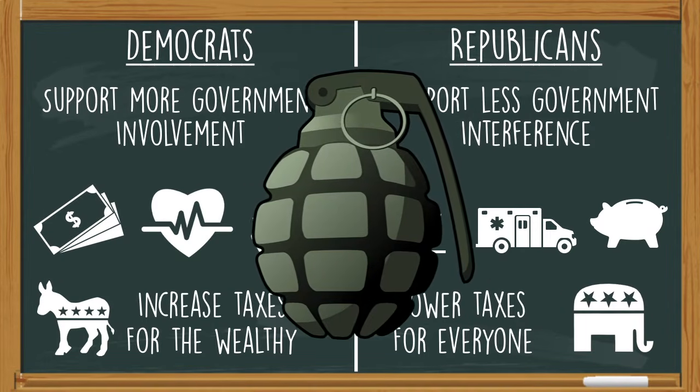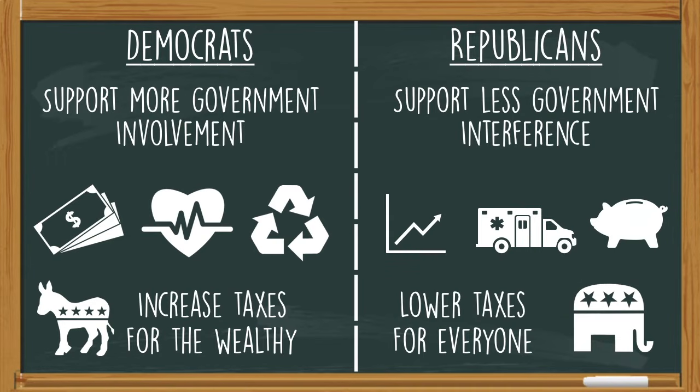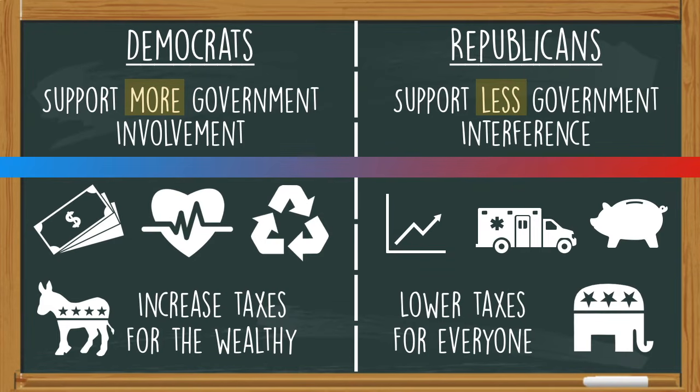Now, there are all other kinds of issues that we haven't really talked about, like immigration, education, or military spending. But when you understand the basics of the two parties, that one supports more government involvement and the other supports less, each political party's stance on the issue should make sense.